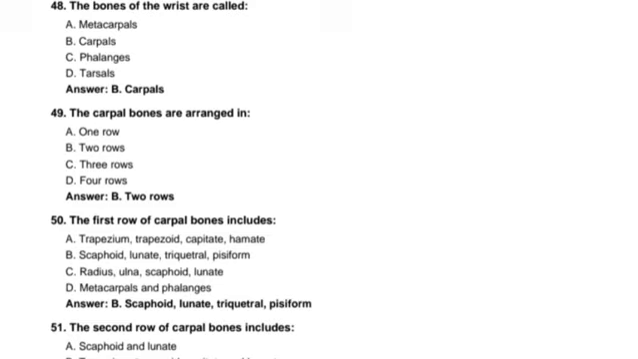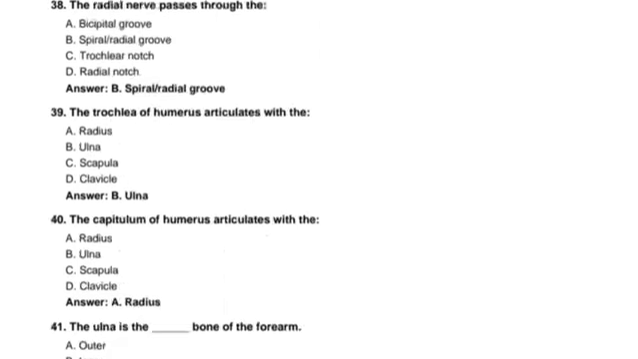Question number 49. The carpal bones are arranged in option A. 1 row, option B. 2 rows, option C. 3 rows, option D. 4 rows. Right answer is option B. 2 rows.